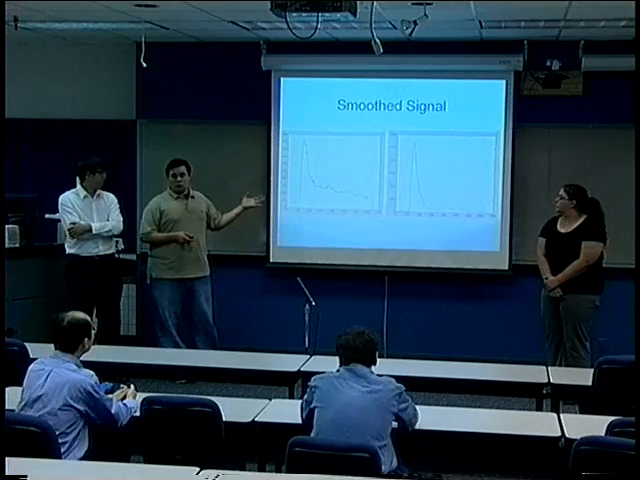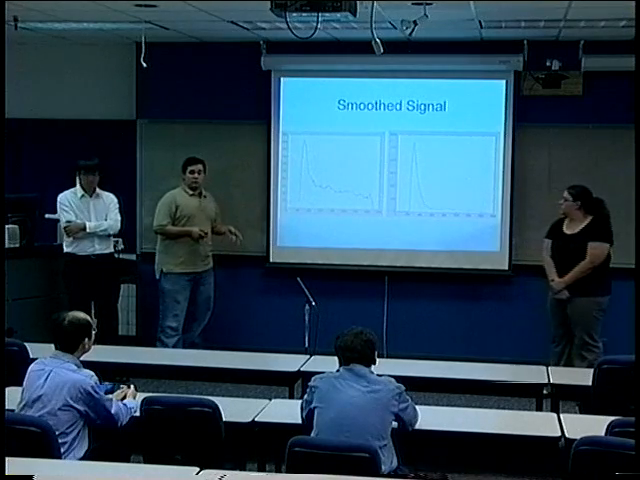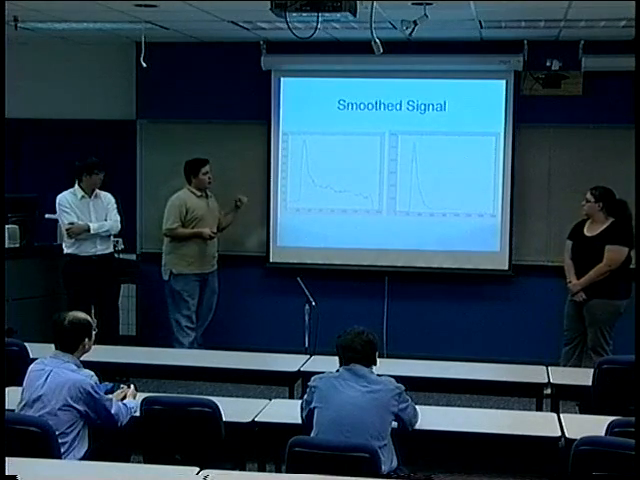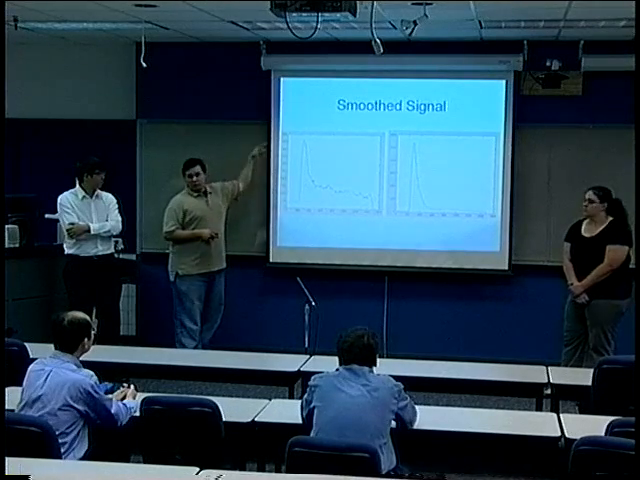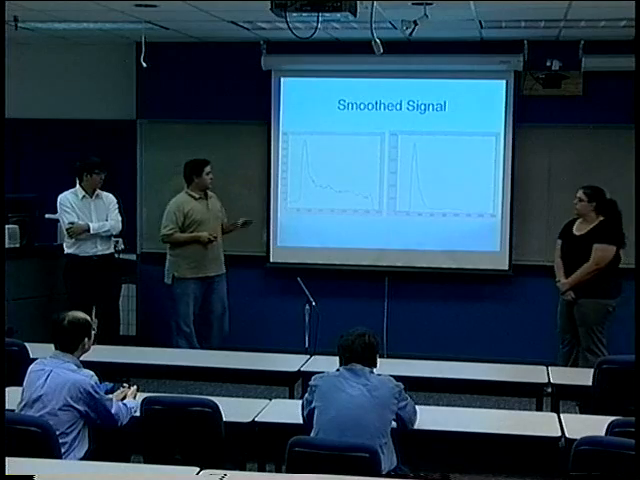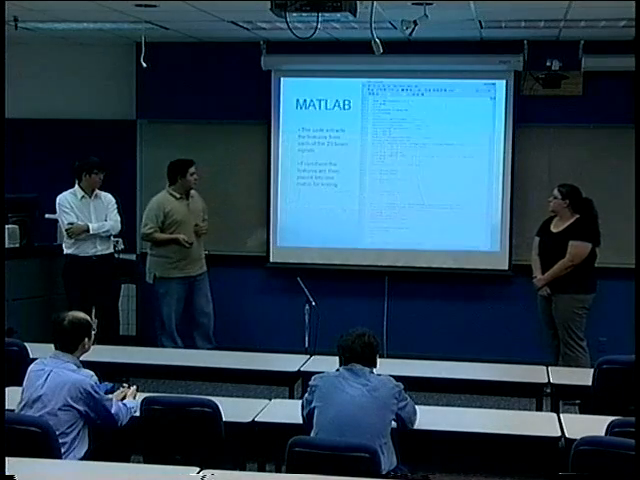This is what our filtered signals look like after the 100th order median filter. These are exactly the same beams as was shown before. This is after they were filtered. This is the clean sonar signal.